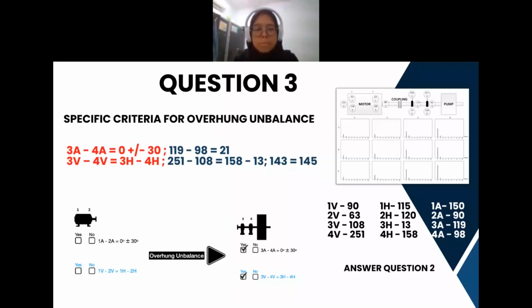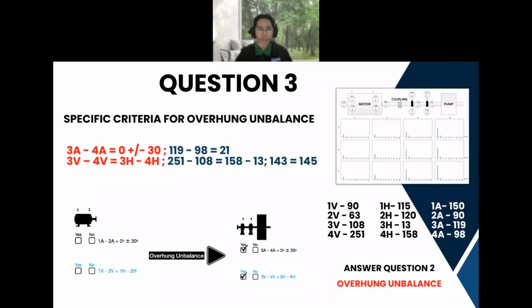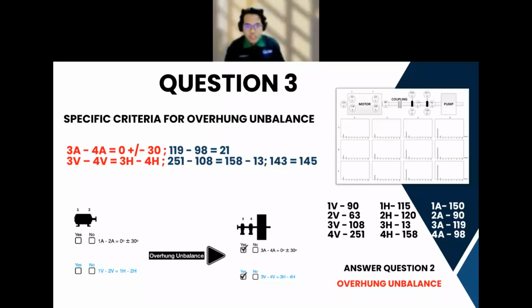For the specific criteria, maybe we can look at axial and vertical, right, and then try to calculate the answer. Maybe we can assume the same opinion about this. Maybe this question 3 is overhang imbalance. So do all of you agree with this? I agree. I agree. So we assume this is overhang imbalance. Alright, that's all for question 3.